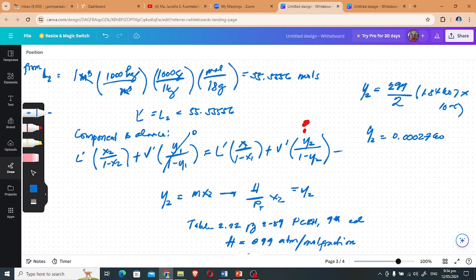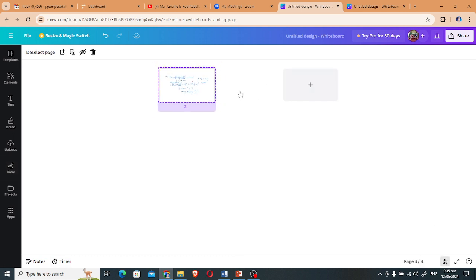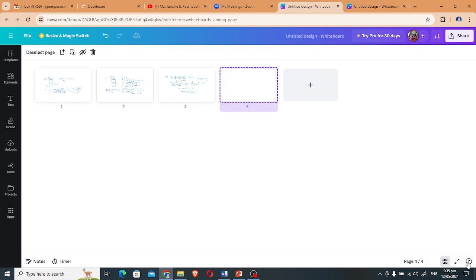Now, since you already have y2, then you can go back to this particular equation. Let's say this is our equation 1. If we go back here and substitute everything, we'll be able to find the V prime. And that's the air that we need to use to get the indicated recovery for benzene. So let's go to the next slide for determining the V prime. We just substitute actually.